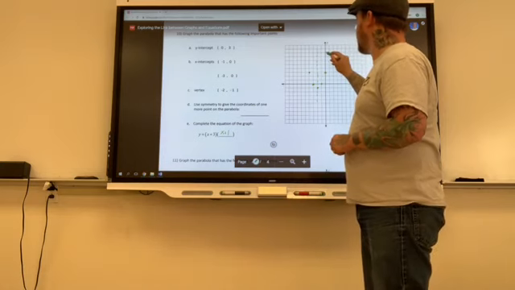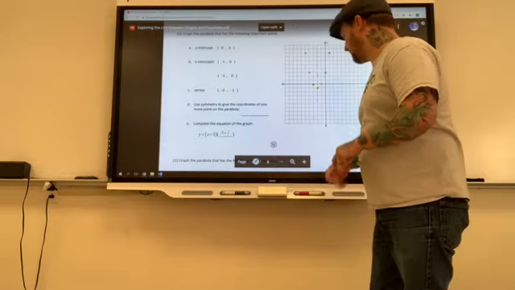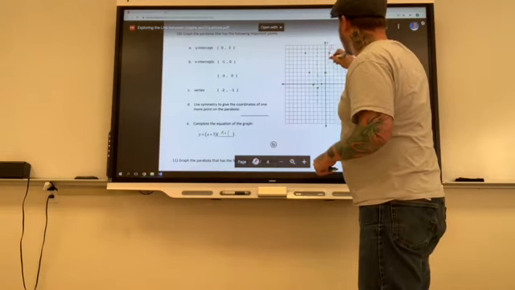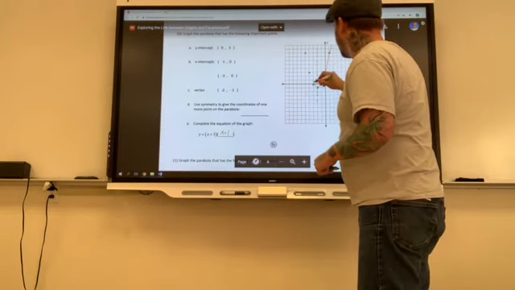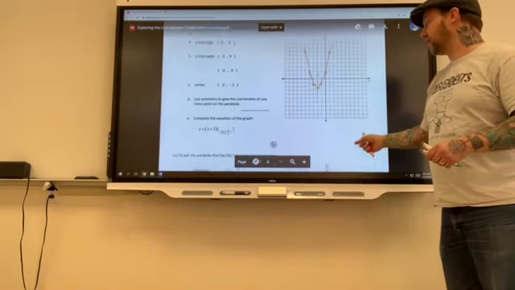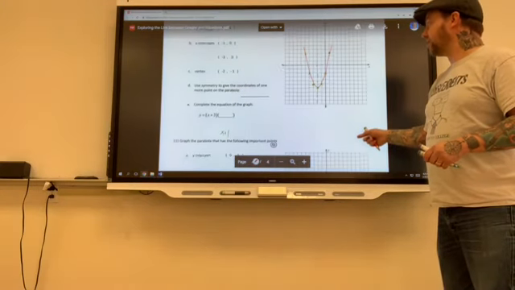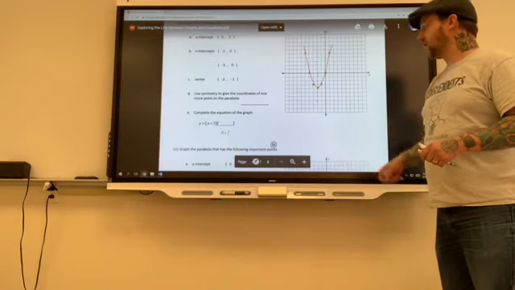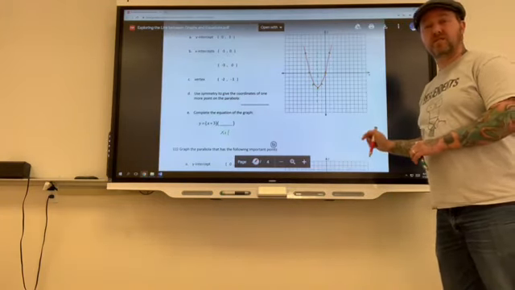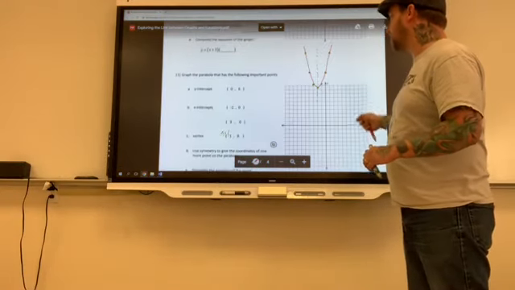It's the axis of symmetry. I went over 1, 2, 3. Go over 1, 2, 3 more. Gives me a better idea of how to draw this. Like that. And there's our parabola graph. Do we have any questions about this one before we move to the next one? Okay.